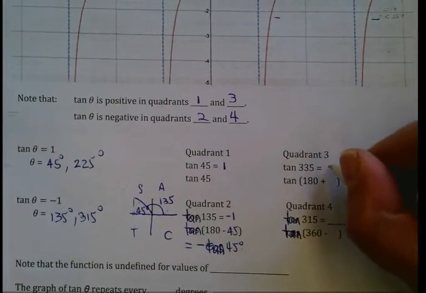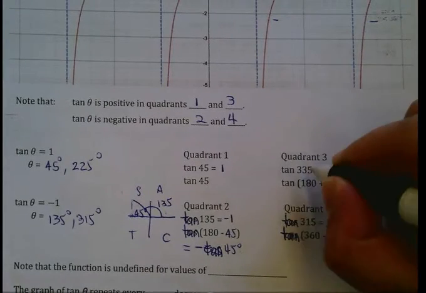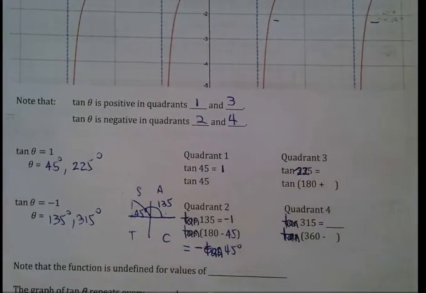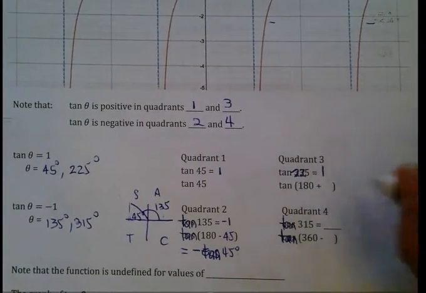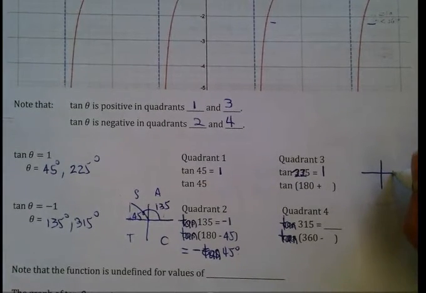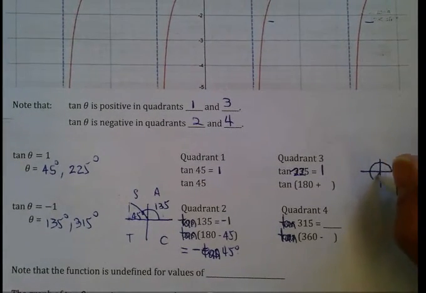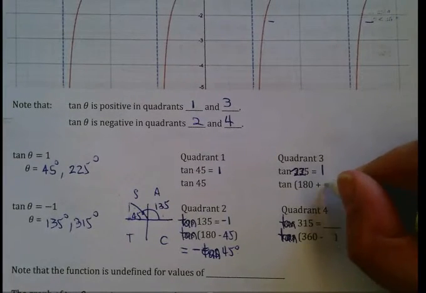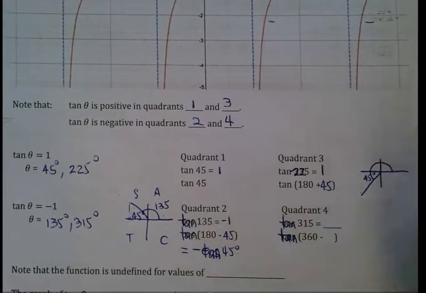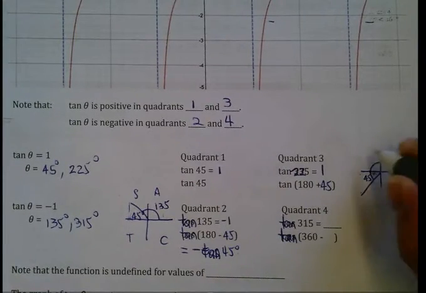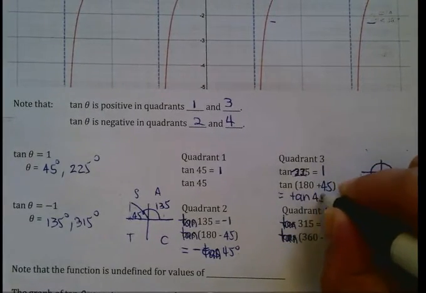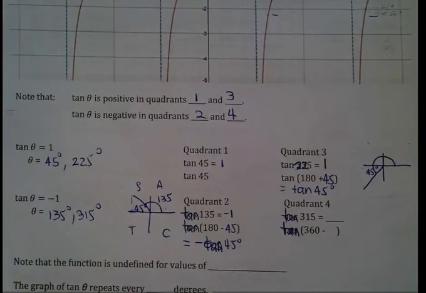Quadrant 3, tan of 225, sorry, that looks like it's a mistake, is 1. Quadrant 3, to get to 225, it's 90, 180, 270. The related acute angle in quadrant 3 is 45. So we know that 225 is 180 plus 45. We know that we've got all stations to central, that tan is positive in quadrant 3. So the tan of 225 gives us the same answer as tan 45.